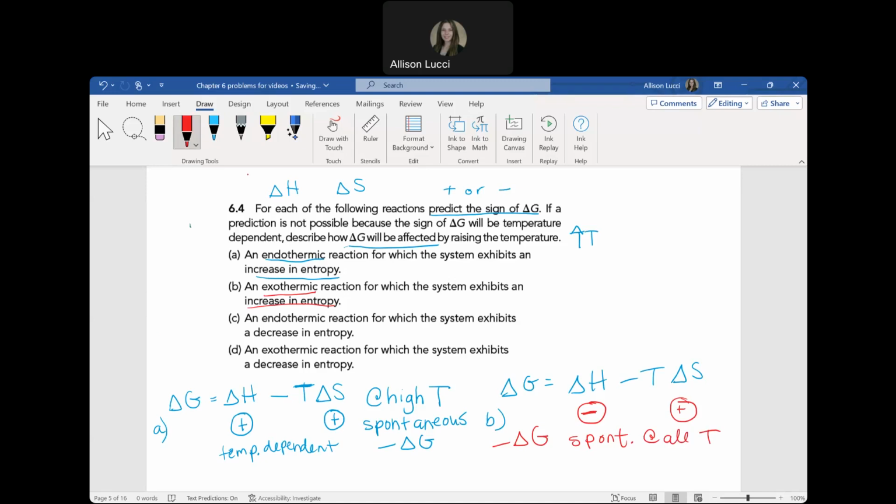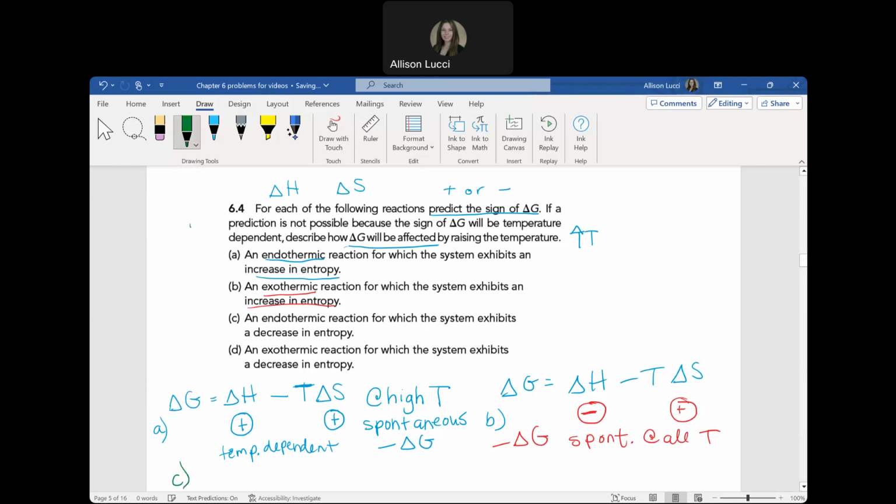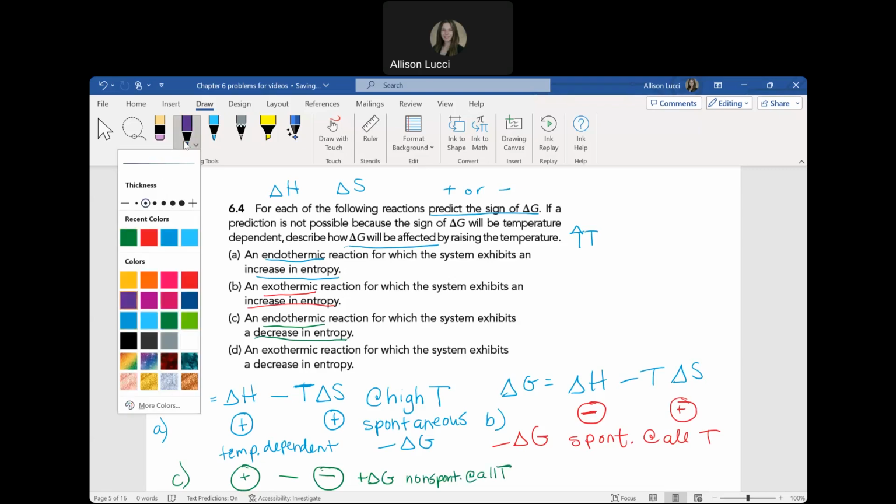All right, so let's take a look at C. In example C, we see an endothermic reaction, so it's positive, and then a decrease in entropy, so minus some negative value. Both of these terms would contribute to a positive delta G. So we would say then that this process would be non-spontaneous at all temperatures. We don't have a temperature dependent option for example C.